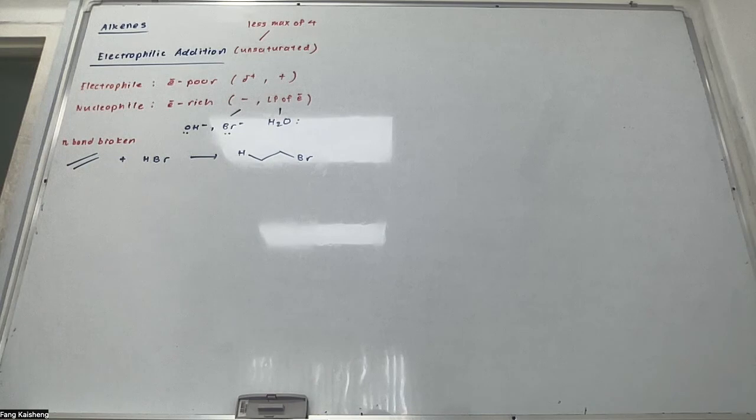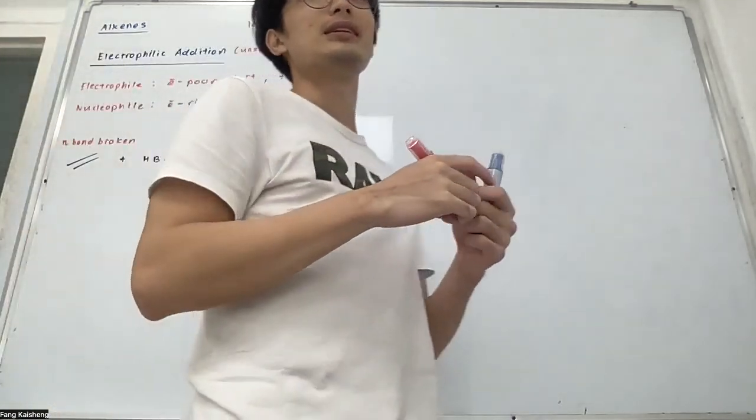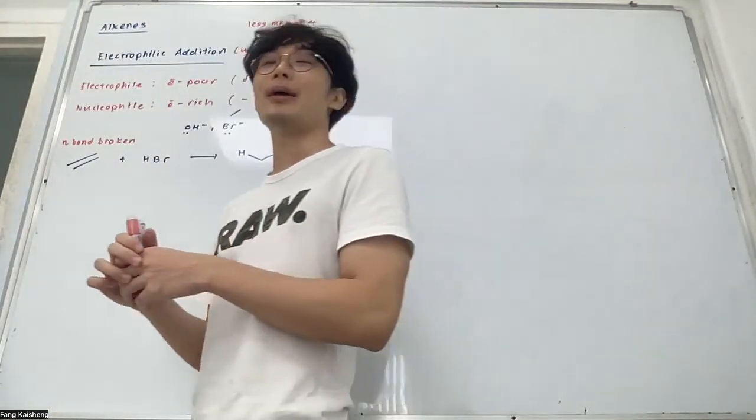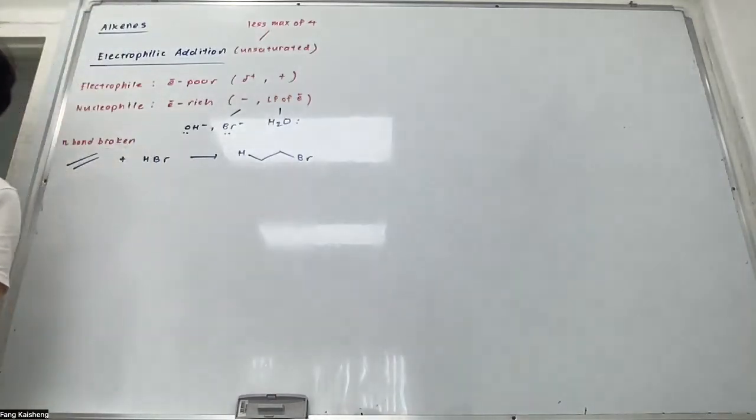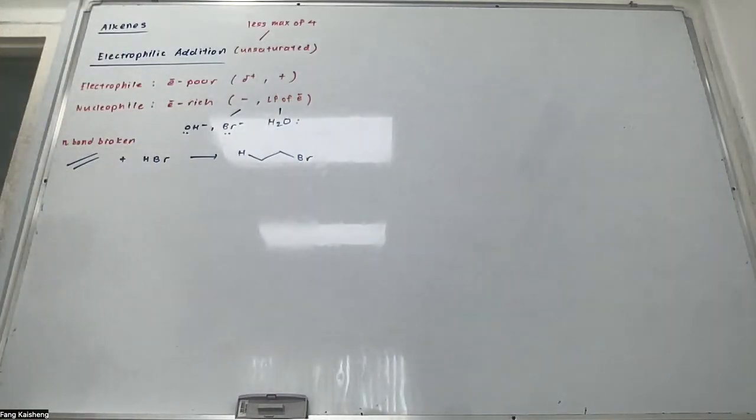Now the pi bond that is broken over here, why is the pi bond broken and not a sigma bond? It's because the pi bond is always weaker compared to the sigma bond. Pi bond has to be what? Weaker. Exactly. The pi bond is weaker, so that's why it's the only one that breaks.